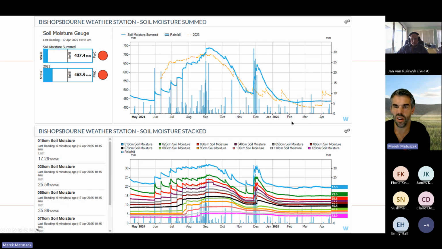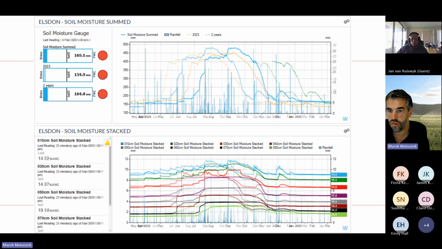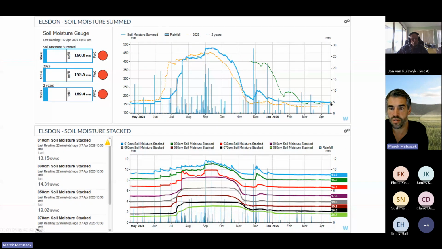Just really, I look at this flat line and go, all it's going to be is the start of winter rainfall. It's not going to kick any autumn break into gear. If we then go to Elsdon, which is on the other side of Longford, you couldn't get much more similar. Everything kind of matches up.